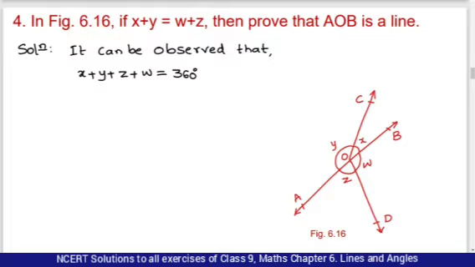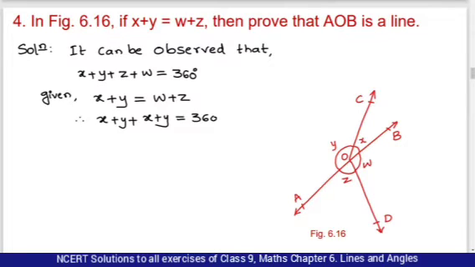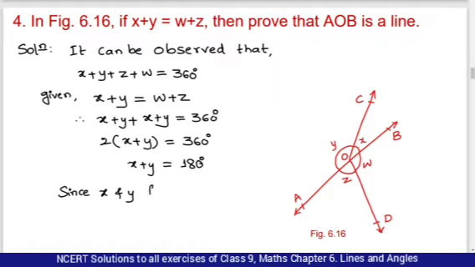And it is given that x plus y is equal to w plus z. Therefore, the above equation becomes x plus y plus x plus y is equal to 360 degrees. This implies 2 into x plus y is equal to 360 degrees. Then x plus y is equal to 360 by 2, which means 180 degrees. So x plus y becomes 180, and since x and y form a linear pair, we can say that AOB is a line.